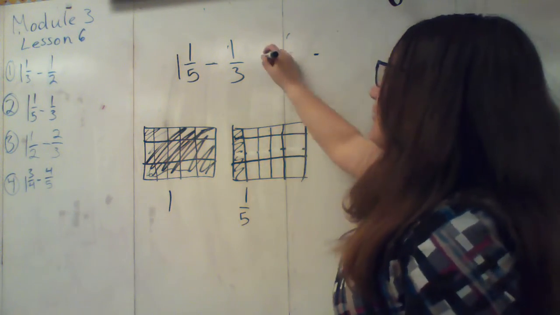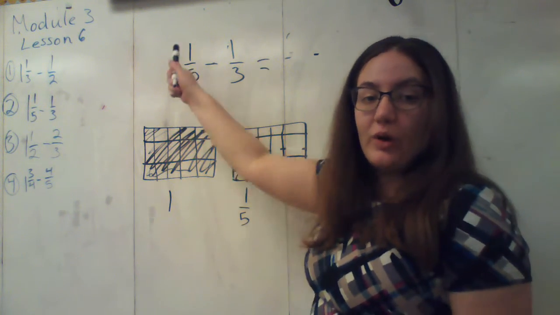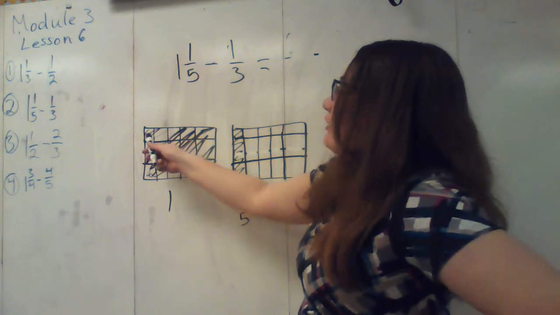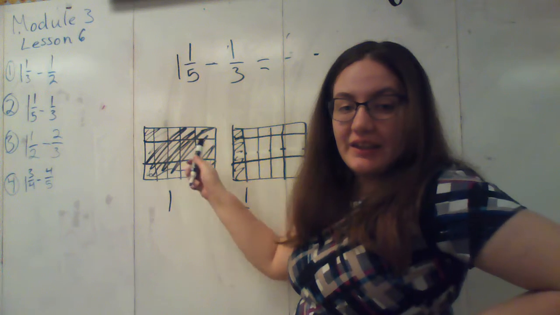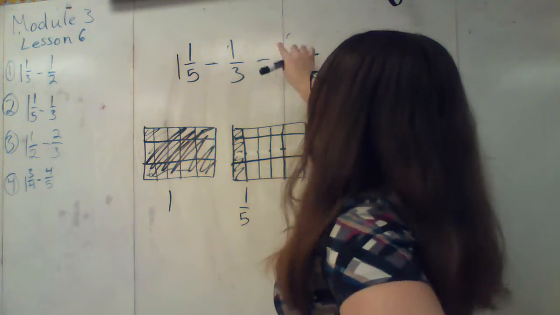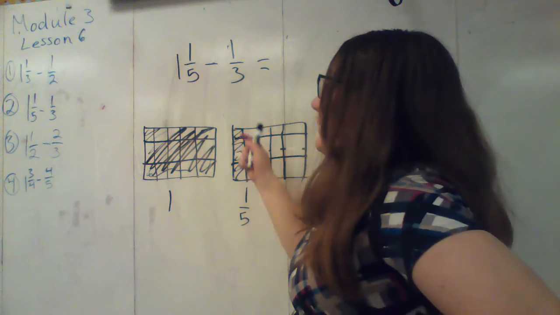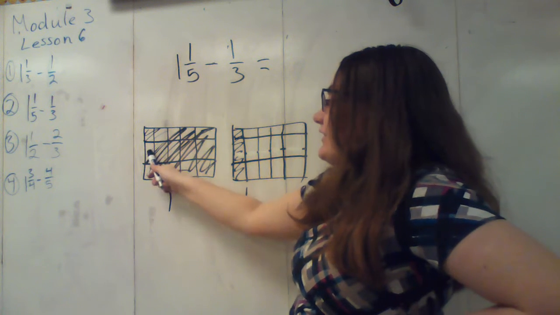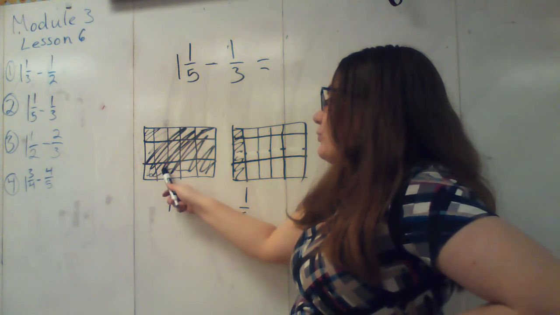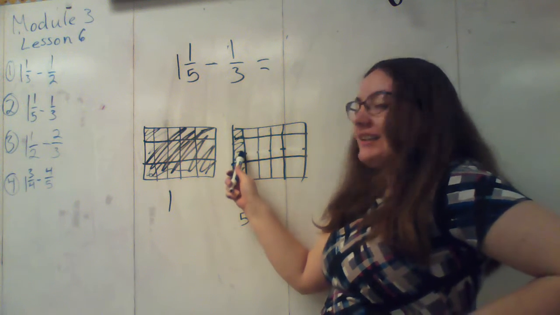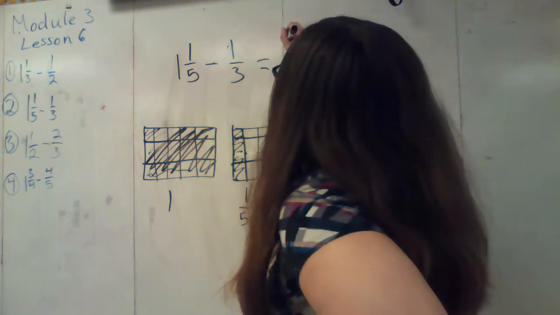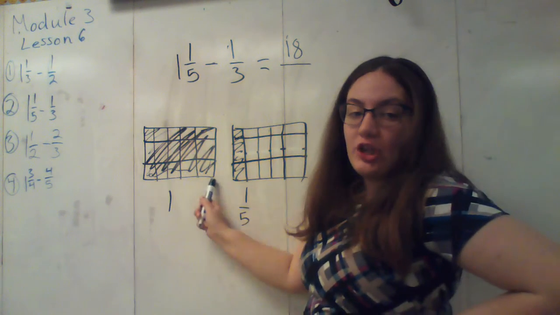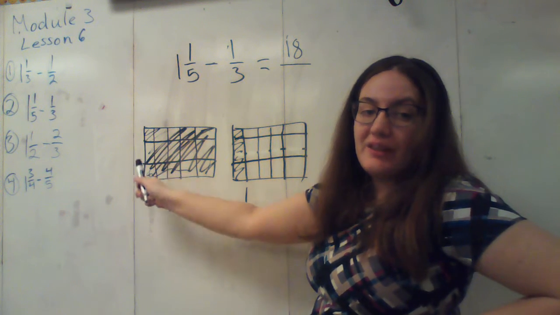shaded in. And I need to write my new equivalent fraction for 1 1/5. So what does 1 1/5 look like now? So I'm going to count the total of shaded in boxes here, and then the total of shaded in boxes here, and that will make my new numerator for my equivalent fraction. So I have 1, 2, 3, 4, 5, 6, 7, 8, 9, 10, 11, 12, 13, 14, 15, 16, 17, 18. So I have 18 over, remember, it's just the total of boxes from this model.